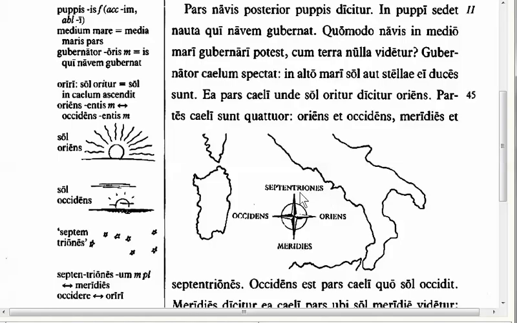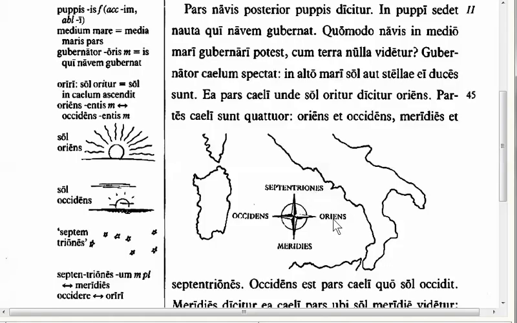And all of these directions, it'll help you to remember them, actually come from Latin words that can help you remember them. The septentriones comes from septem triones, the 7 oxen, or the 7 plow oxen, which is actually the Big Dipper. That was the term they used for the Big Dipper, and there's 7 major stars in the Big Dipper. So septem triones is the Big Dipper.